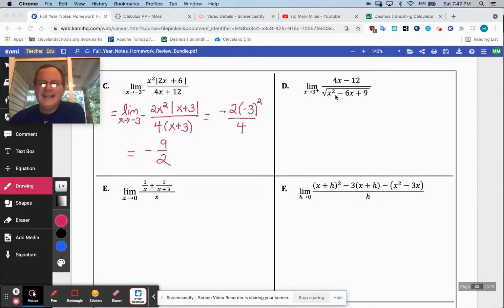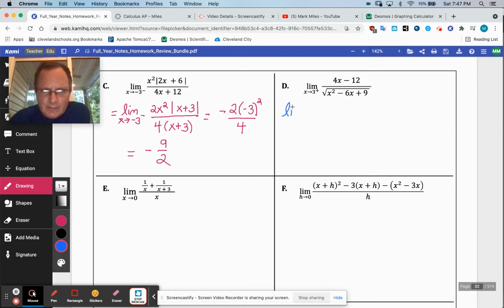Okay. D has a similar feel to the last one, but here's one little thing you need to remember. If you take the square root of a perfect square, it's the absolute value. Oh man, I gave away the ending in the middle of the statement. Okay, so here we go. So on this one, let's rewrite.